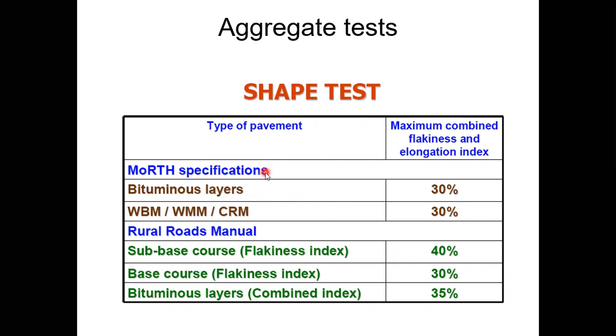So according to MoRTH specification, that is the Ministry of Road Transport and Highways, if you are going to use aggregates in bituminous layers, the combined index of the aggregate should be 30%, not more than that. That means elongation index plus flakiness index together should be 30%. If it is more than that, you can't use it. If you're going for WBM, WMM, CRM, 30% is given.